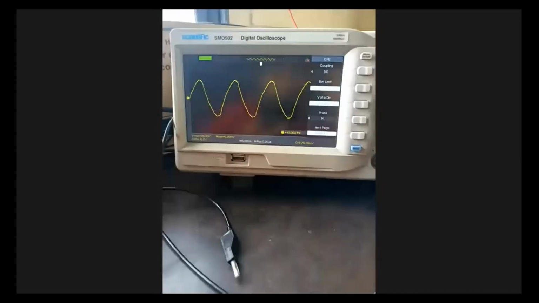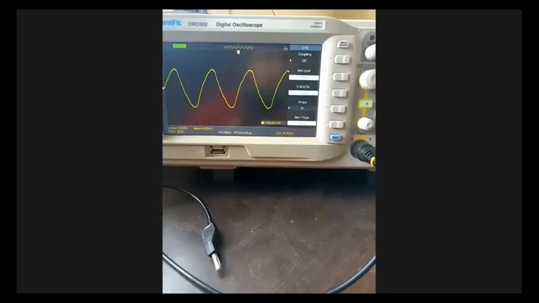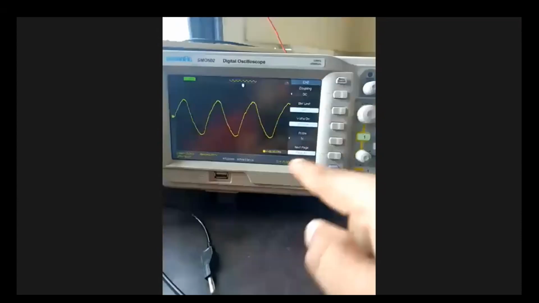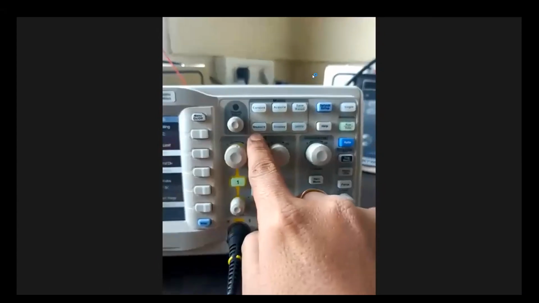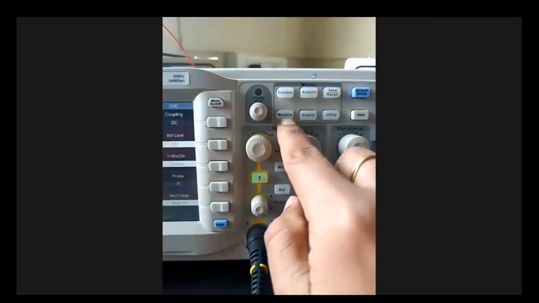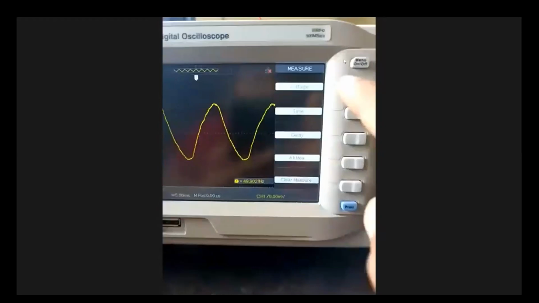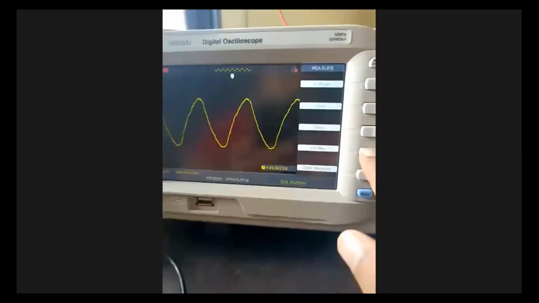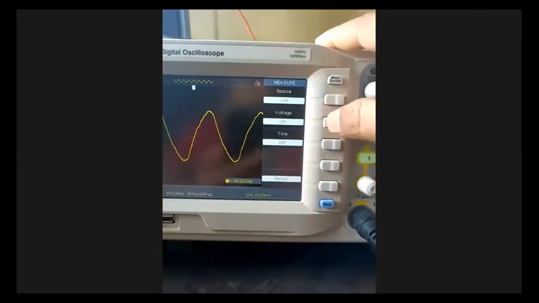What do we have to measure? VRMS, the AC voltage. So what I will do, instead of doing calculations and all, I will press the measure button here. Here are voltage, time, delay, all measurements, and clear measurements. I will take all measurements. In that, first I will take the voltage here now.